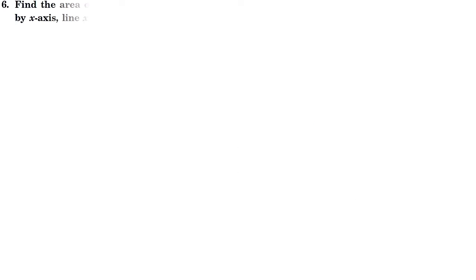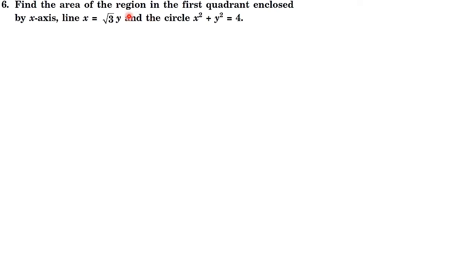Next we shall discuss the sixth question. Find the area of the region in the first quadrant enclosed by x-axis, line x is equal to root 3y and the circle x square plus y square equal to 4. This is the question which we are going to do in a different format and a little bit lengthy also. You need to keep the algorithm in mind, how we have to proceed to the answer.